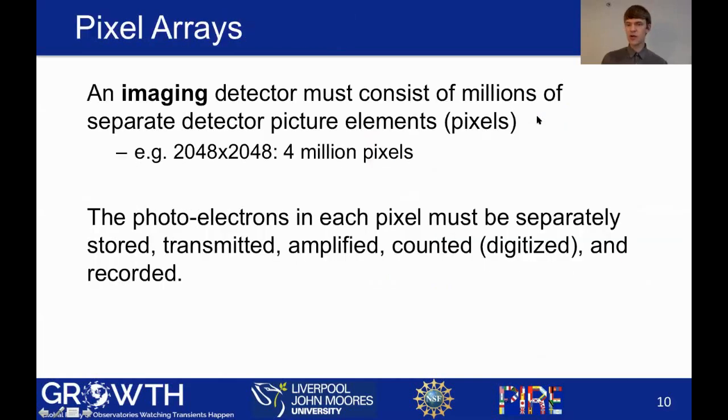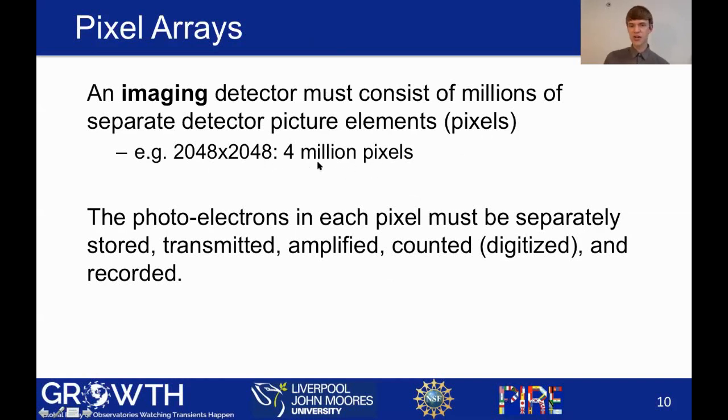Now, to actually record an image, we need more than just a single detector element. We need many, many, many. In fact, we need millions of them. Usually we have a detector that is gridded into a rectangular array of these elements, each of which is called a pixel. And the detector will be composed of millions of them. So for example, a fairly basic, relatively small detector might have 2,000 pixels in each dimension. The product of that adds up to 4 million pixels.